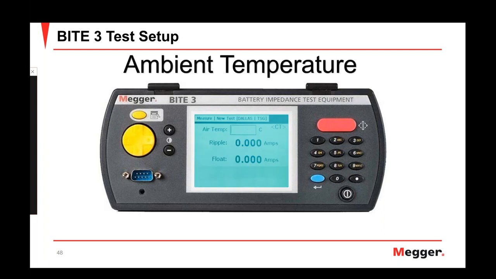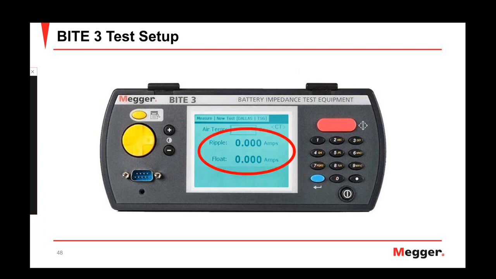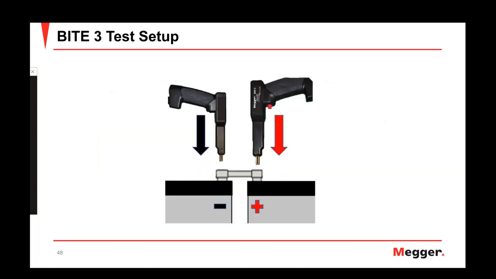The next thing that it's going to ask you to enter is the ambient temperature. So go ahead and measure that and enter the ambient temperature here. After you enter the temperature, press the enter button, and then it's going to want you to measure for ripple and float current. To do this, you're going to place your probes across one of the straps in the string in this manner, with the red lead on the positive post and the black lead on the negative post. And once you have a stable reading, go ahead and pull the trigger on the red probe to record that value.